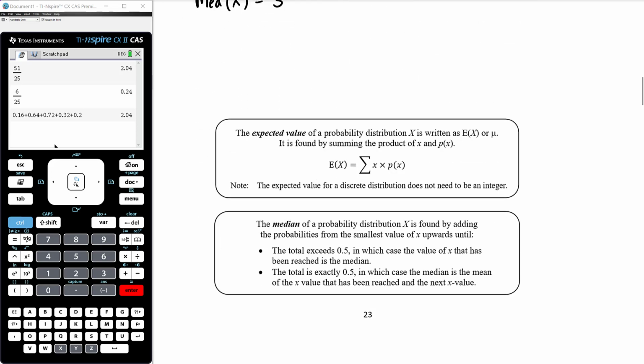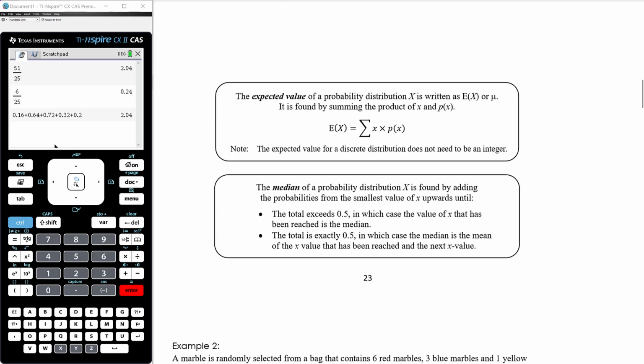Okay, so the expected value of a probability distribution x is written as E of x, or we can use mu, the Greek letter mu. We tend to use mu a bit more when we're looking at continuous random variables for the mean, and E of x when we're looking at discrete, but they are interchangeable. It's found by summing the product of x and p of x. So we do each data value multiplied by its probability and sum those to work out the expected value of x. Note that the expected value for a discrete distribution does not need to be an integer. So don't round your expected value off, it's an average.